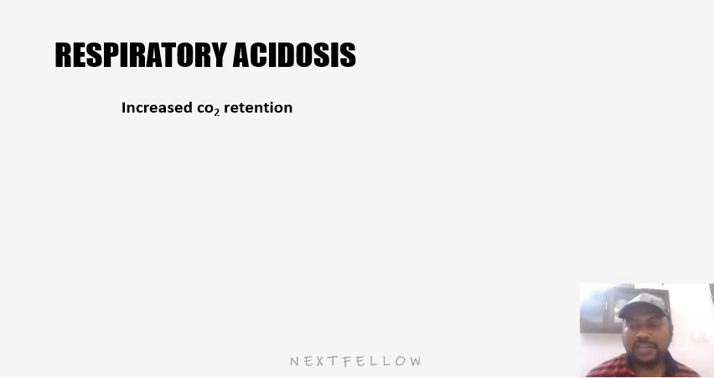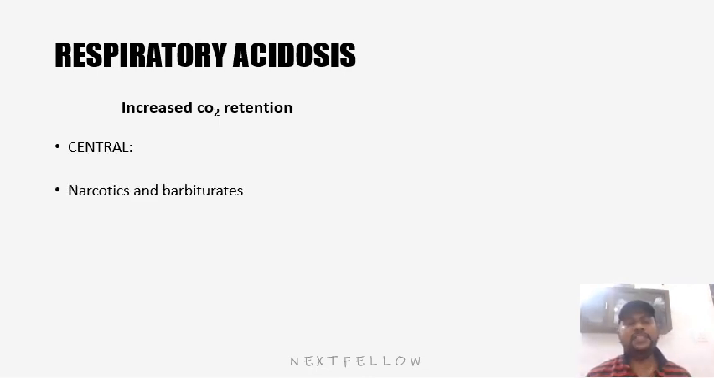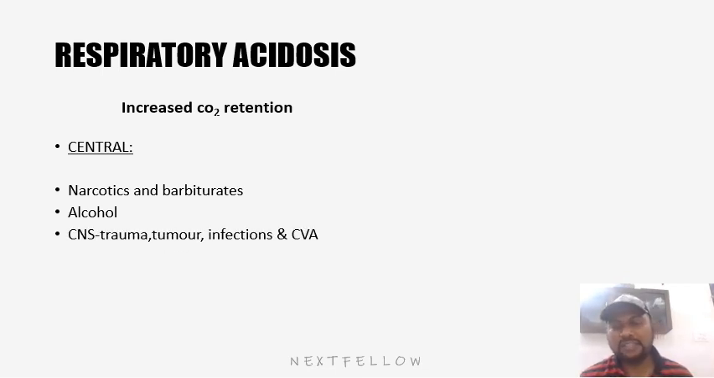One is a defect in the central nervous system, the central respiratory center, or it is due to a defect in the peripheral lungs. The major causes for central, meaning the respiratory center is affected, are when a patient is on narcotics or barbiturates, alcohol, or in CNS trauma, tumor, infections and CVA. In all these conditions, the respiratory center will be suppressed. When it is suppressed, it cannot send signals to the lungs, so hypoventilation will happen, carbon dioxide cannot be excreted, so it will accumulate and lead to respiratory acidosis.